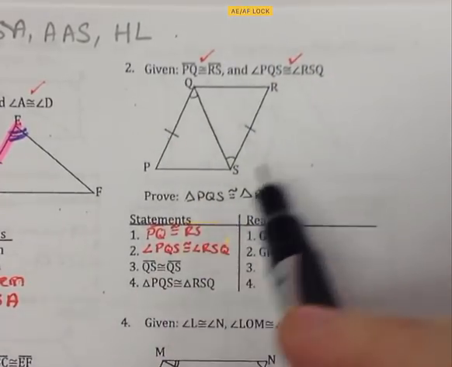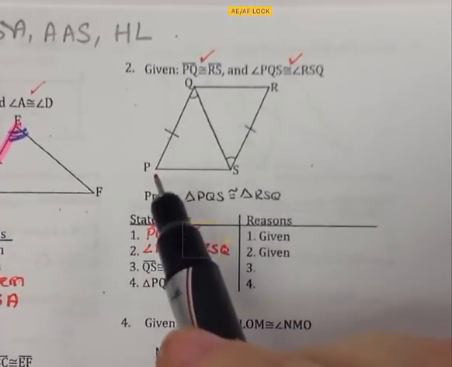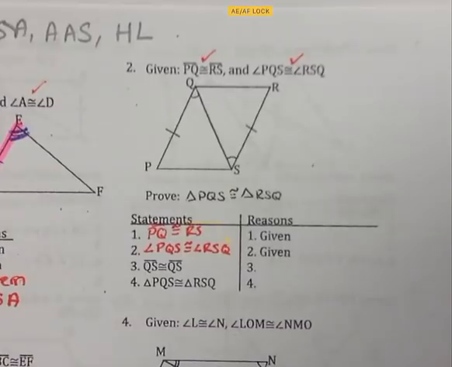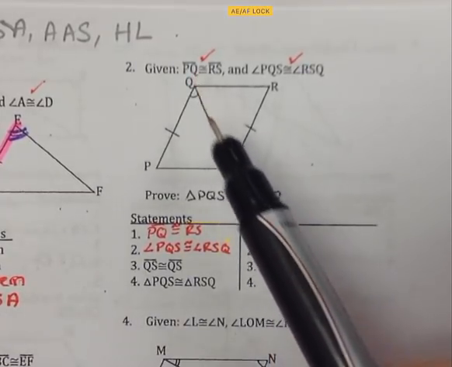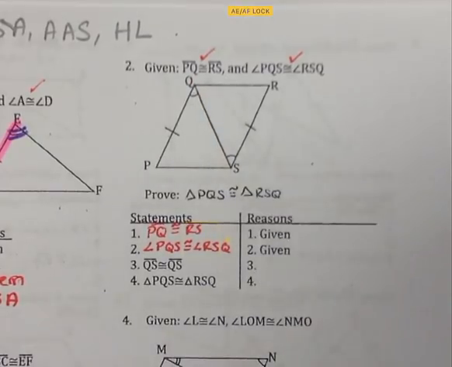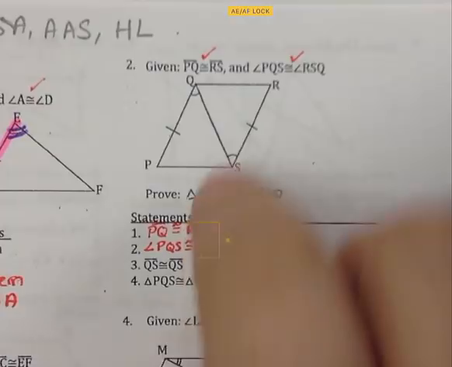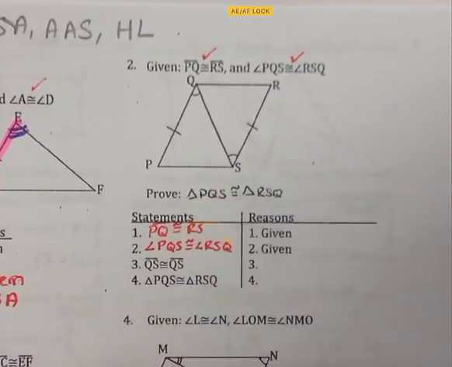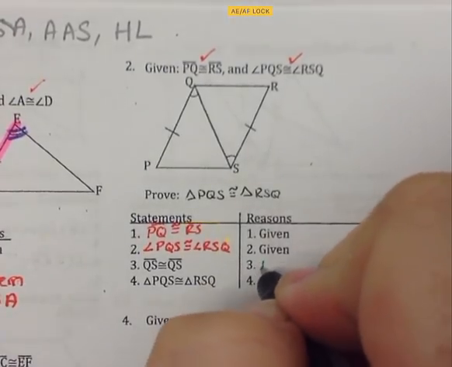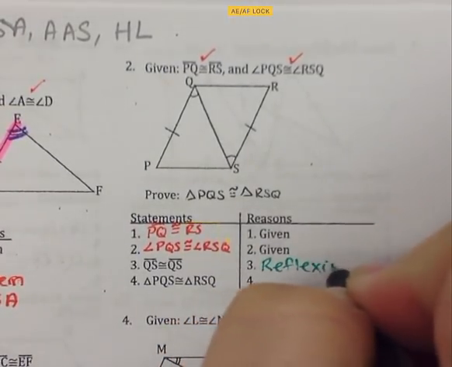So we come down to the picture and we find anything else that we could mark congruent. This goes back to those other theorems and properties, definitions, postulates. These triangles are attached to each other on this side. What that means is that we can say that this side is congruent to itself because of the reflexive property of congruence.